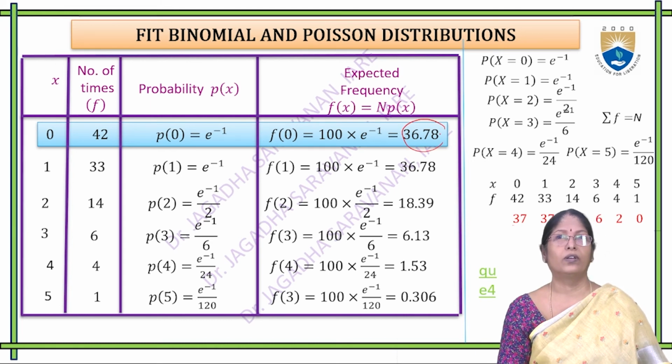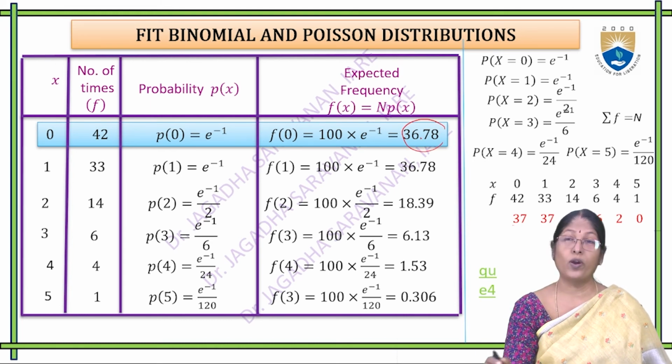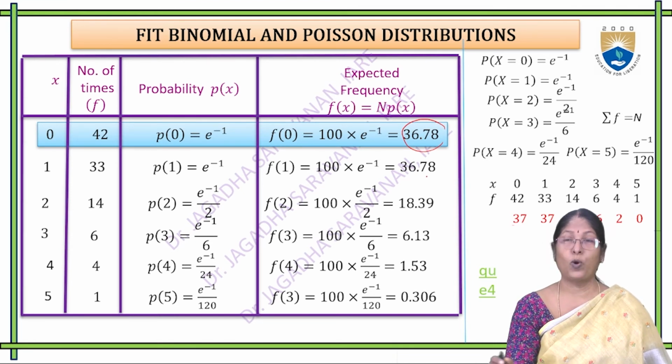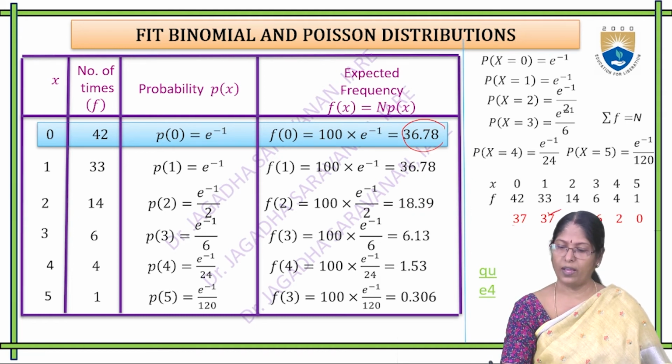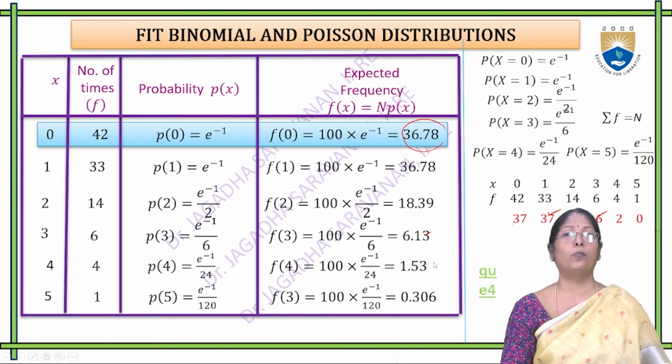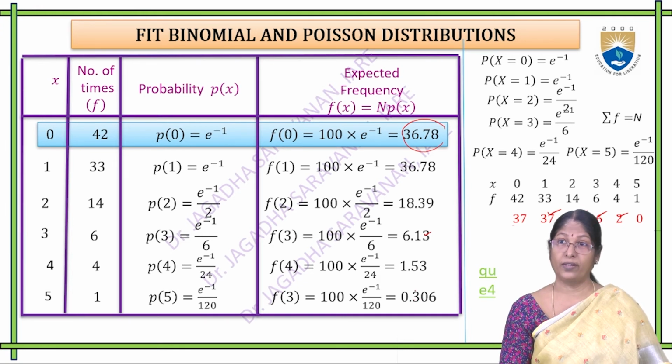36.78, rounded off, it is written 37. 36.78, 37. 18.3, 18. 6.13, 6. 1.5, 2. For 5 and above we will consider 2. 0.3 is less than 0.5, that is the reason it is 0. This point is to be noted carefully.